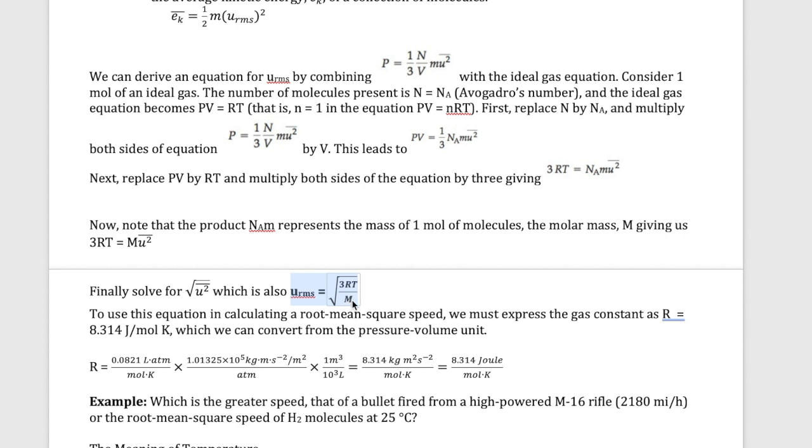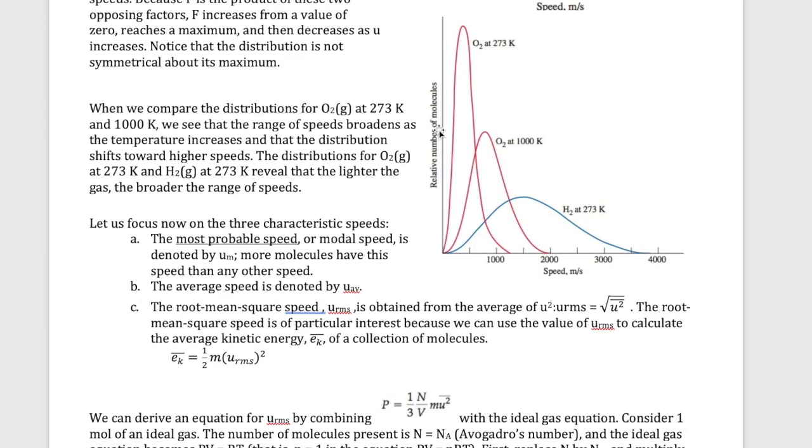What that implies is that a smaller particle is going to move faster than a larger particle. So if your molar mass is large, the speed is going to be small. If your molar mass is small, the speed is going to be large. And that's exactly what we see here as well.